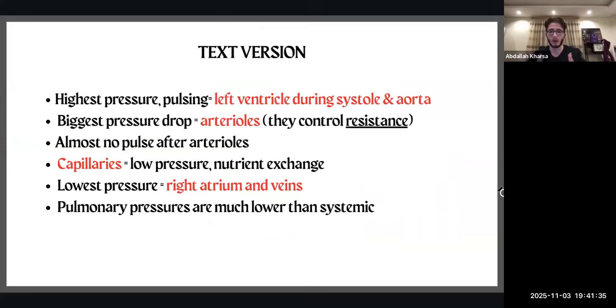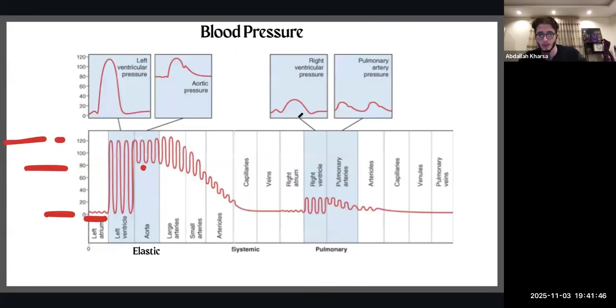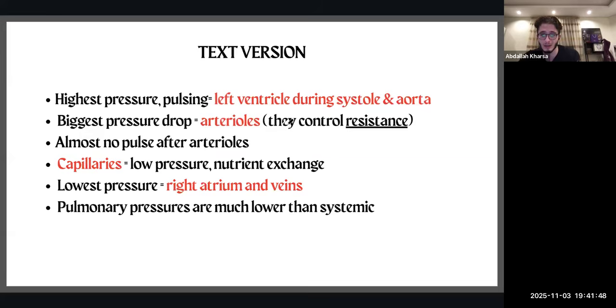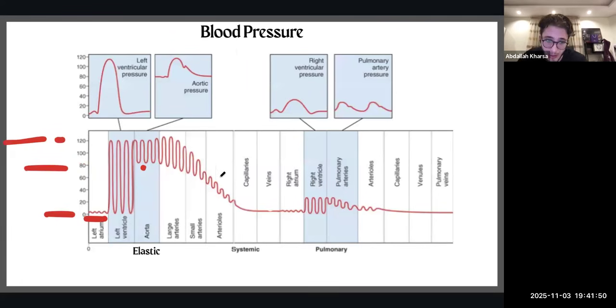This is what I want you to know. I want you to know that the highest pressure, which is also pulsing, is in the left ventricle during systole and the aorta. That's where the pressure is highest. That's right here. The biggest pressure drop is at the arterioles. Biggest pressure drop is at the arterioles.